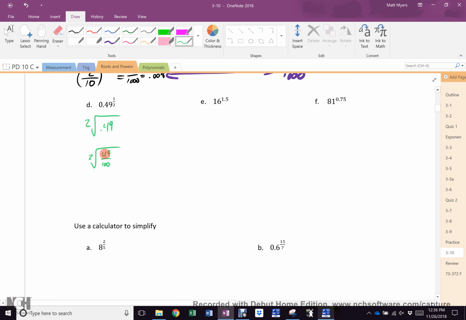Cabbages. What is the square root of 49? What is the square root of 100? 10. Since all of you are scared of fractions, you're running for the hills because you see a fraction. Let's make it a decimal. 0.7. And we're all good.